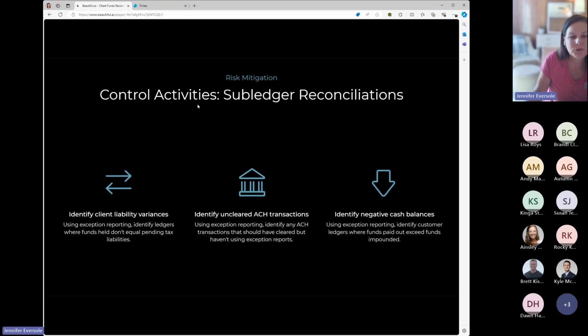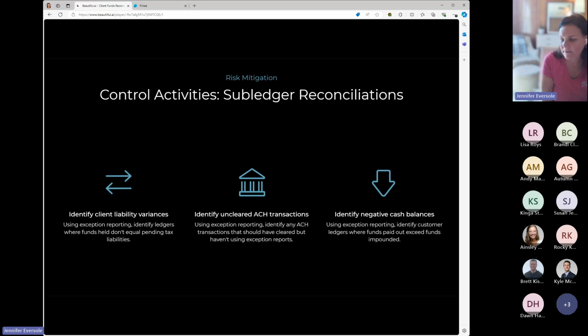All right, the next control activity are the important subledger reconciliations, and I know that's where we have the most questions. So I have the 3 subledger reconciliation categories that we look for every day. Of course, we look for liability variances. That's on the tax side. We use exception reporting, and we identify ledgers where the funds held don't equal the pending tax liabilities. So that's why we import whatever your pending liabilities file is.